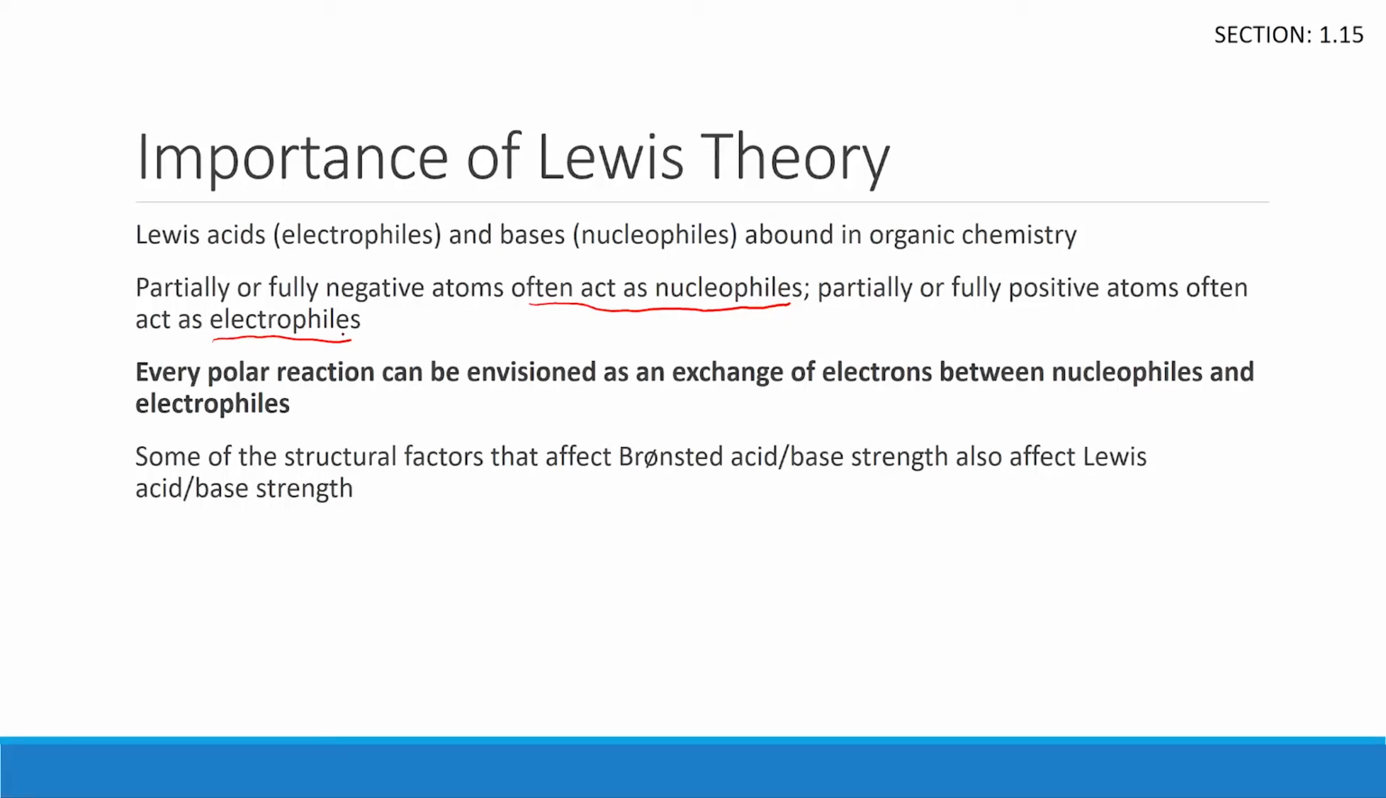And some of the structural factors that we talked about in the Bronsted acid base strength, where we talked about proton bonds and how that affects the acidity, also can affect Lewis acid base strength. This is in the case where you do have electronegativity or polarization of a molecule, where you do have a hydrogen bond of interest that's also acting in a reaction. So it's still important to understand the structural factors we talked about when talking about Bronsted acid base strength, because they still can be applied to reactions in general.